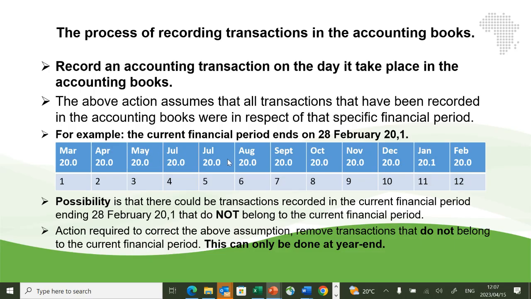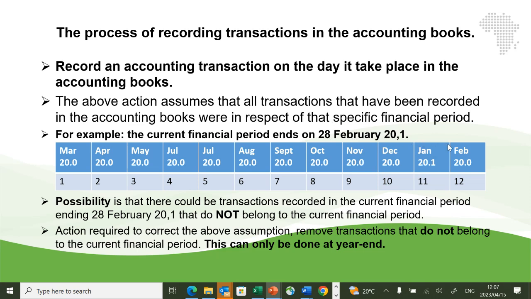Here, the timeline that you see, I'm just showing you that if the current financial period ends on 28 February 20.1, we know that financial period has how many months? 12 months. So in accounting, it's very important that when we tell you the financial period of a particular entity or business ends on a particular date and year, you need to be able to understand and determine the starting period. When did it start? Here we are told that it's ending on 28 February 20.1.